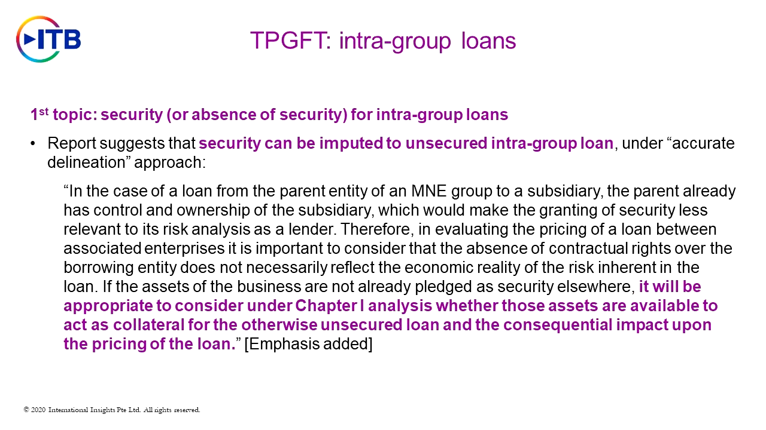Therefore, in evaluating the pricing of a loan between associated enterprises, it is important to consider that the absence of contractual rights over the borrowing entity does not necessarily reflect the economic reality of the risk inherent in the loan. If the assets of the business are not already pledged as security elsewhere, it will be appropriate to consider under Chapter 1 analysis whether those assets are available to act as collateral for the otherwise unsecured loan and the consequential impact upon the pricing of the loan.